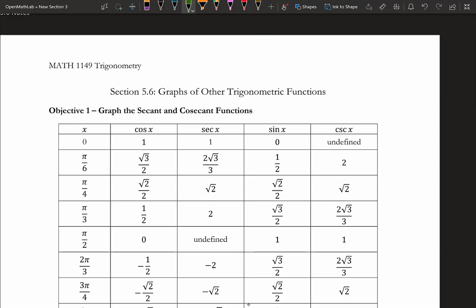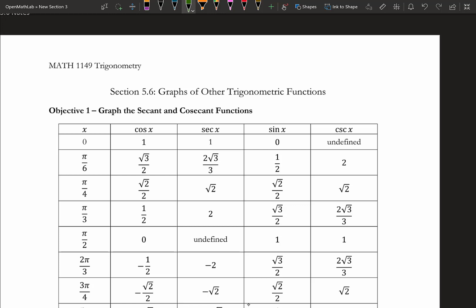Hi, so we're ready to look at section 5.6, which is the last section that we'll cover before midterm 1. Midterm 1 will cover sections 5.1 through 5.6. If you remember, in section 5.5 we looked at graphing cosine and sine and went through some examples. In this section, we're going to look at secant, cosecant, tangent, and cotangent.